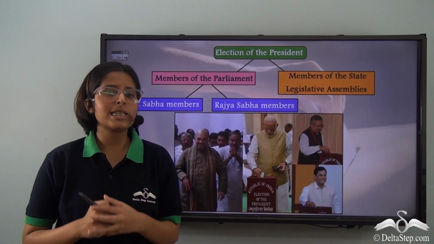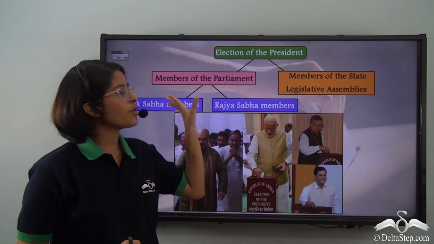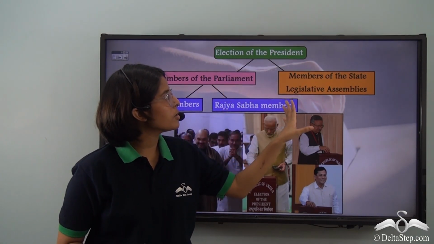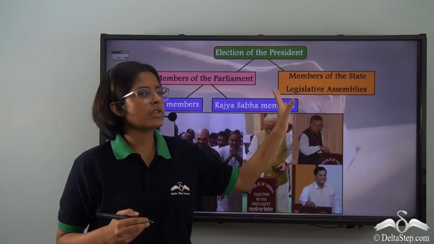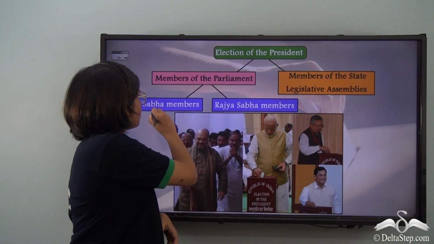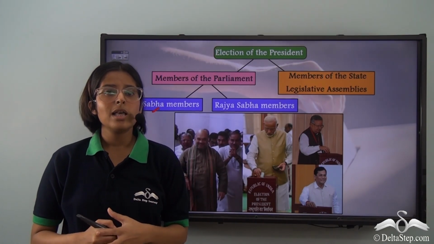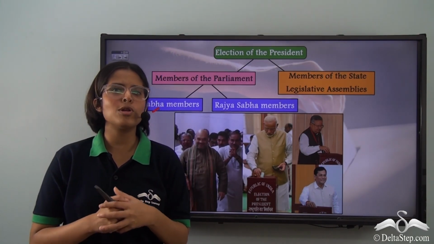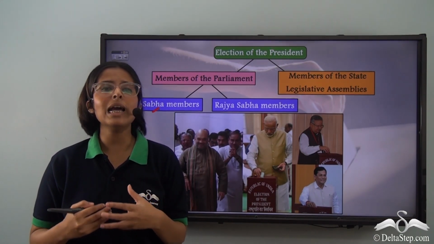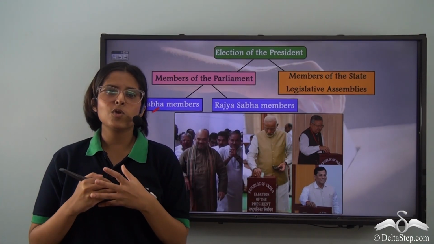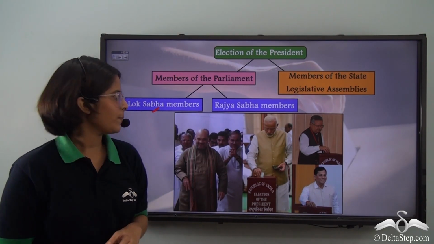And thirdly, the president is elected by an electoral college that consists of the members of parliament and the members of state legislative assemblies. Now, since the members of state legislative assemblies as well as the members of the Lok Sabha are directly elected by the people of the country, the president becomes a true representative of the country. So the president is also elected by our elected representatives. So that is why the presidential election has been kept as an indirect one.